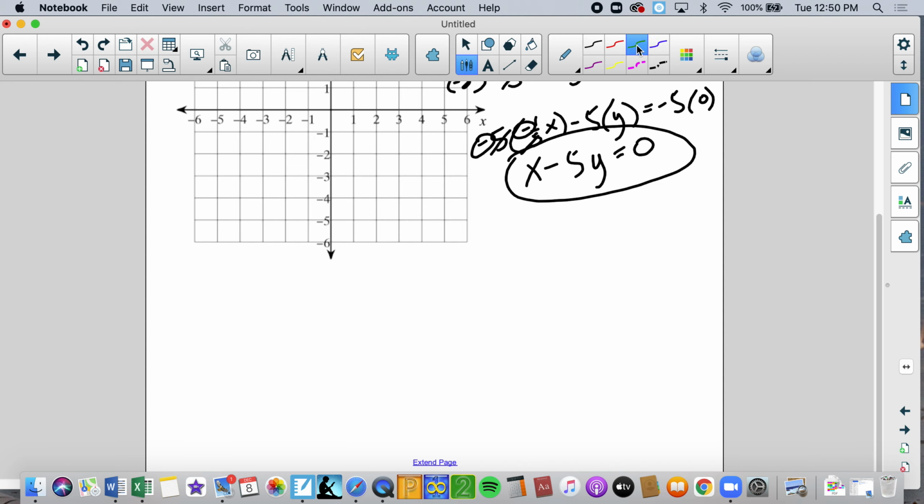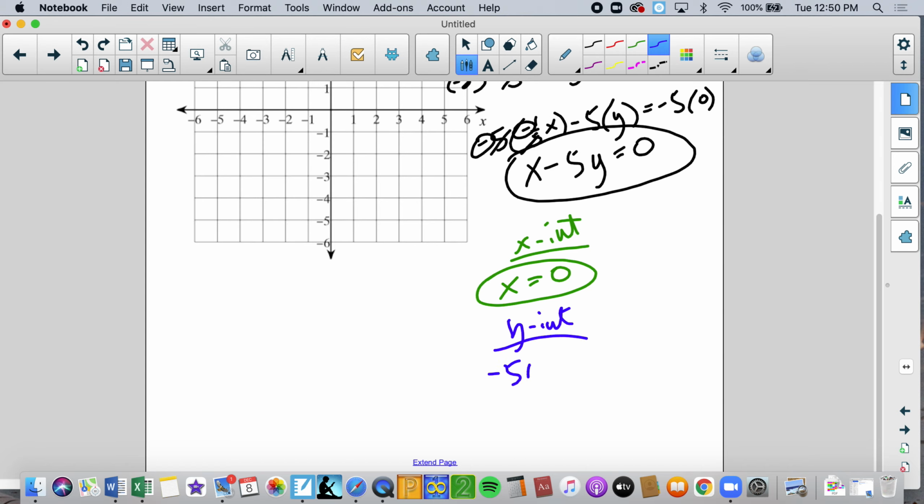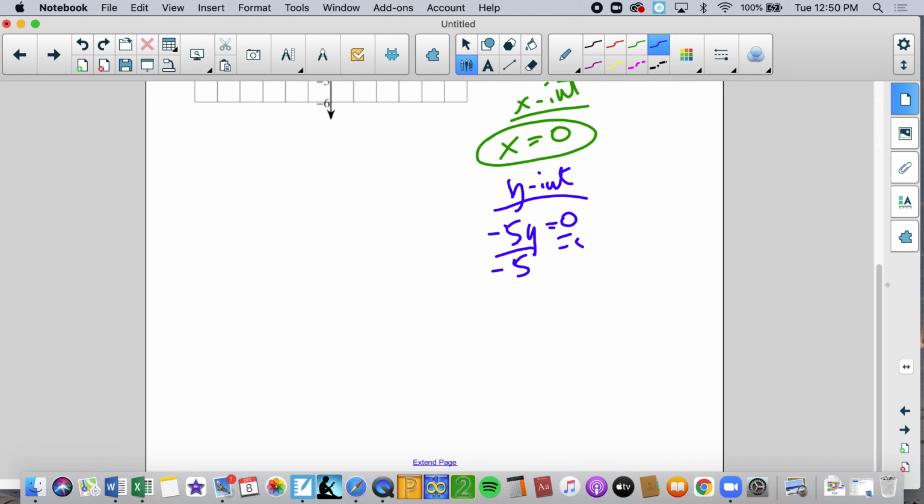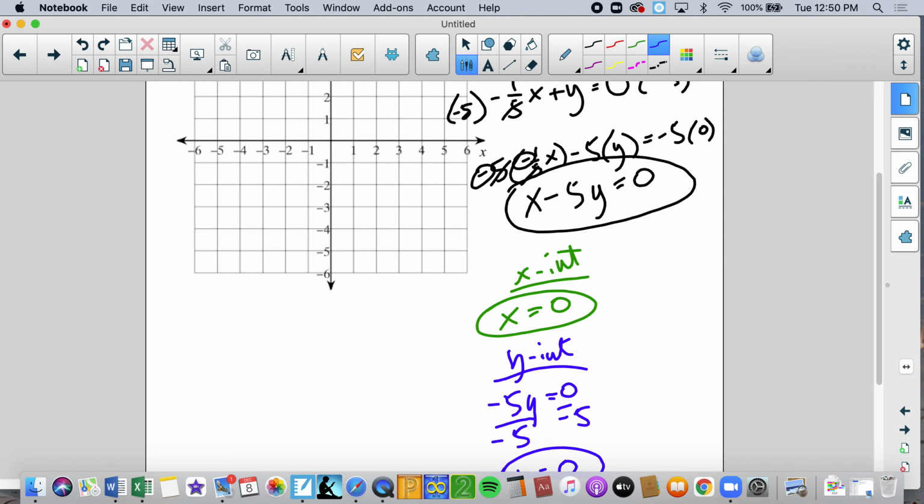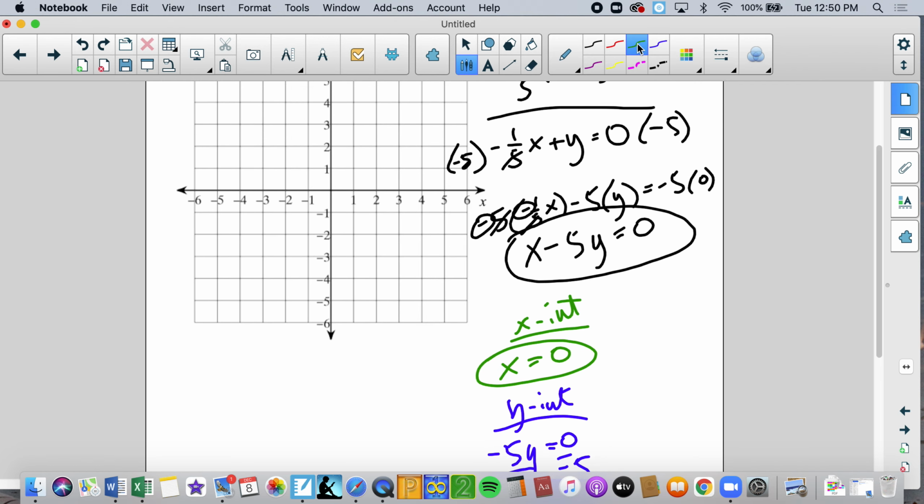So now when we find the x-intercept, cross out the y, you get x equals 0. When you find your y-intercept, cross out the x, you have -5y equals 0. This will be interesting. Pay attention to this. This is okay. We are dividing by -5 in the denominator. 0 over -5 is 0. So this is another good one. So my x-intercept is 0, which is right there. My y-intercept is 0, which is right there.